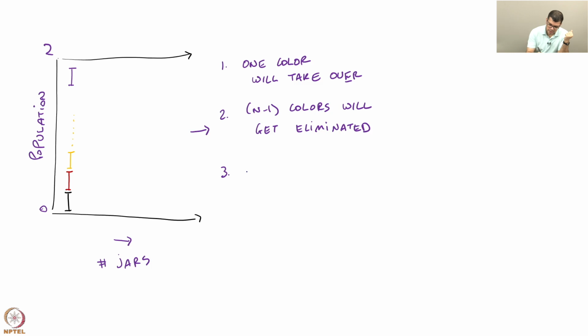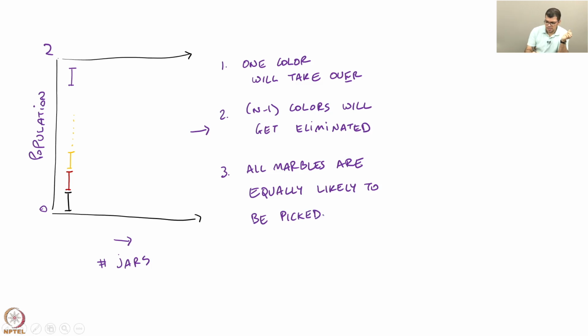As a result of this, all marbles are equally likely to be picked, and if I am doing a random draw from this jar that contains n marbles, the chance that I am going to pick any one particular one, let us say in this case the red one, the chance of this one being picked is simply 1 upon n.